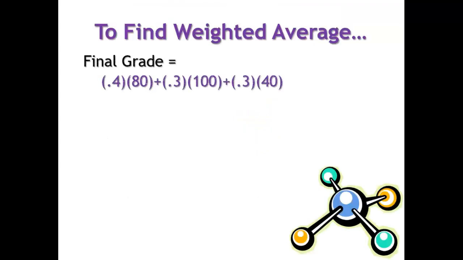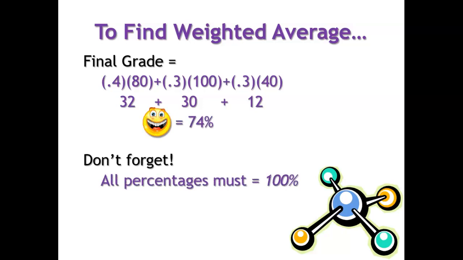Then you multiply those percentages times what your grades were. So 40% was 80, plus 30% at 100, plus 30% at 40, and you end up with 32 plus 30 plus 12. So your final grade would be a 74. That is how it's used today. All percentages must equal 100 when you add them together, and all decimals should equal 1. So 0.4, 0.3, and 0.3 do equal 1. 40%, 30%, 30% is 100%.